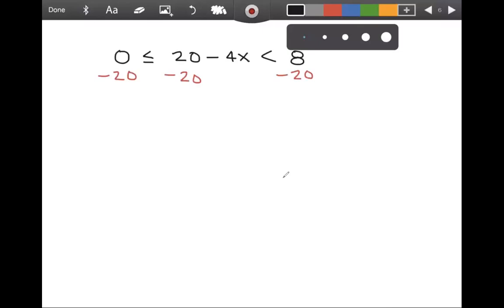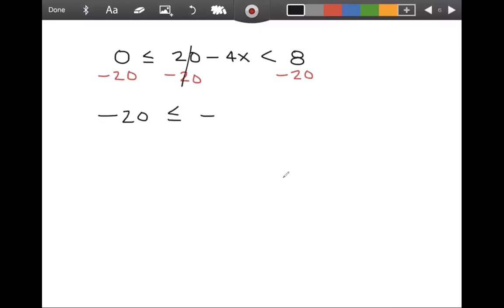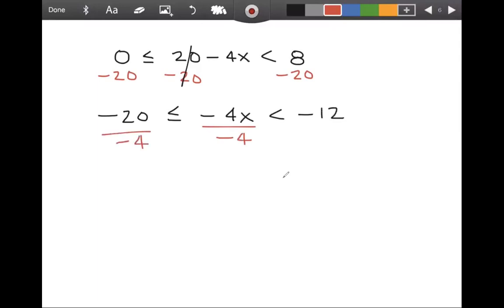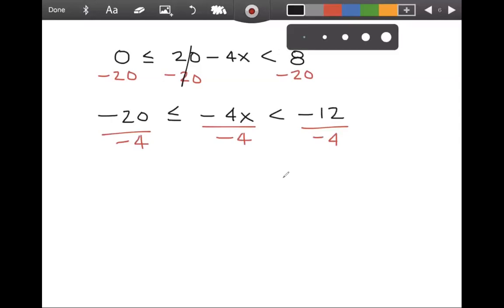Which gives me negative 20 is less than or equal to negative 4x is less than negative 12. Then I have to divide all three parts by negative 4. All right, danger, danger. What do I have to remember to do? Because I'm dividing by a negative, that's going to reverse all of the inequality symbols.